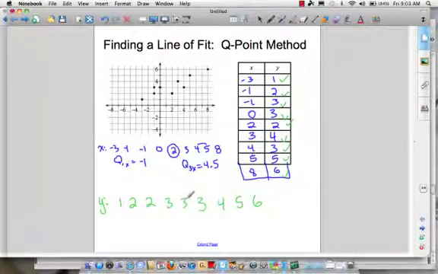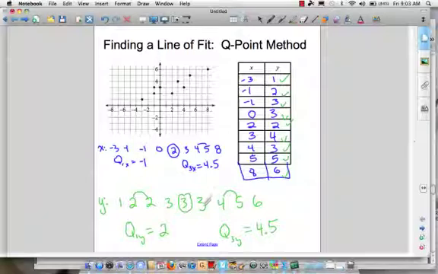So the median in this case is 3 because there are 4 below and 4 above. Q1 for y is right between these two, and since they're both 2, it's just 2. And Q3 for y is right between 4 and 5, so 4.5. Okay, now this is sort of a long process.